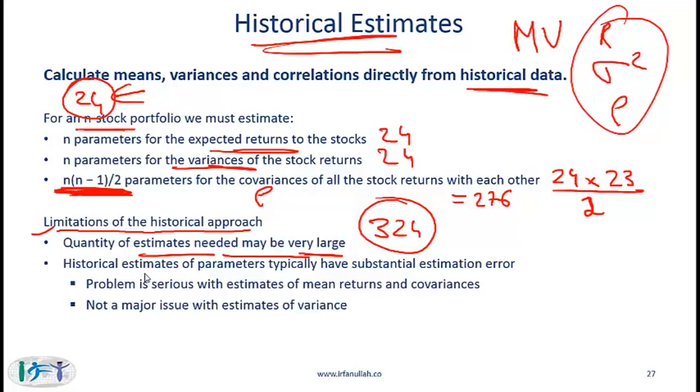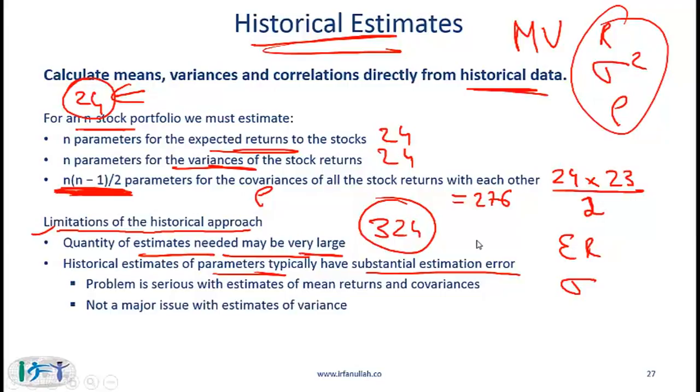The other issue is that historical estimates of parameters typically have substantial estimation error, and there are two components here. One is that when you come up with expected returns or you come up with variances, you are sampling from a population, and then you are using the sample statistic to come up with an estimate of your population parameter. And if you recall from level 1 quant, when you sample and you come up with estimates of your population, there is going to be some sort of a sampling error.